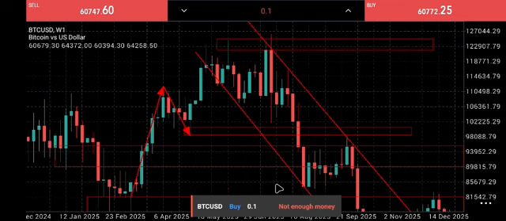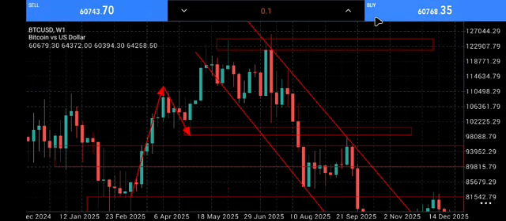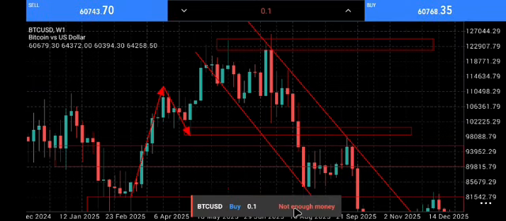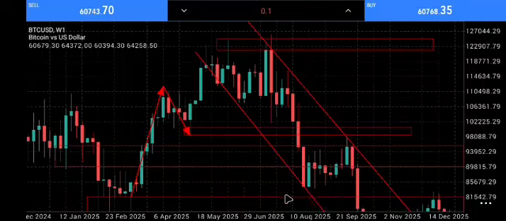You can see when I click the buy button, it tells me not enough money. I will explain later why I'm not trading right now, because I'm only creating this video for education purposes, not for trading purposes.